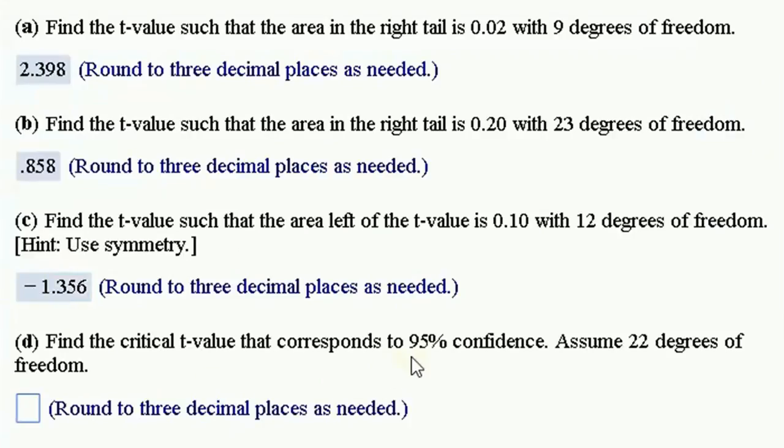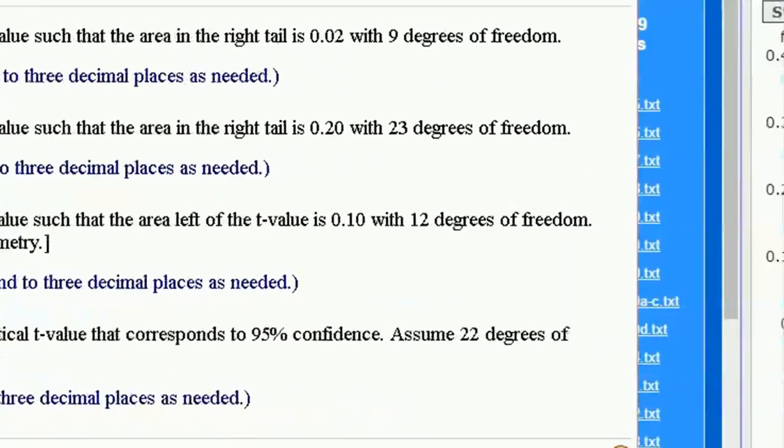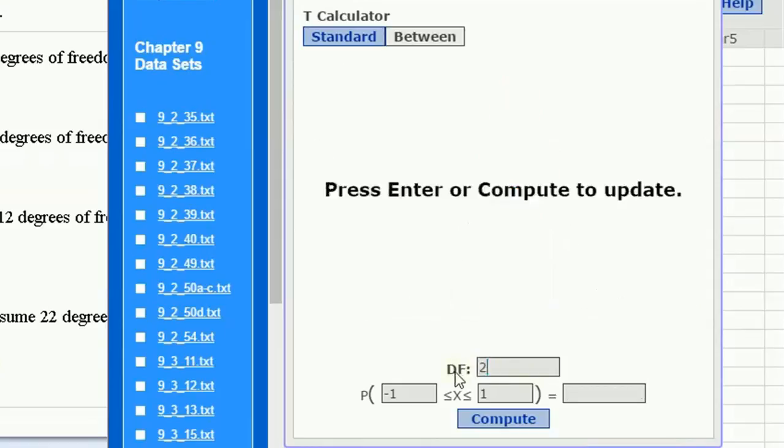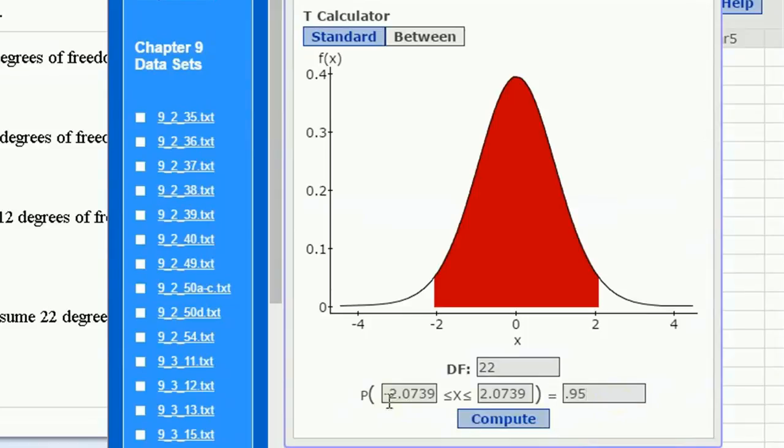Excellent. 95% confidence. Okay, now for confidence intervals, we'll use the between calculator. We want to find what cutoffs put 95% in the middle. Just like we did with the z calculator, we'll do it here. We just have to set the degrees of freedom to be 22, and we put the area between to be 0.95. It will figure out symmetric cutoffs that achieve this.